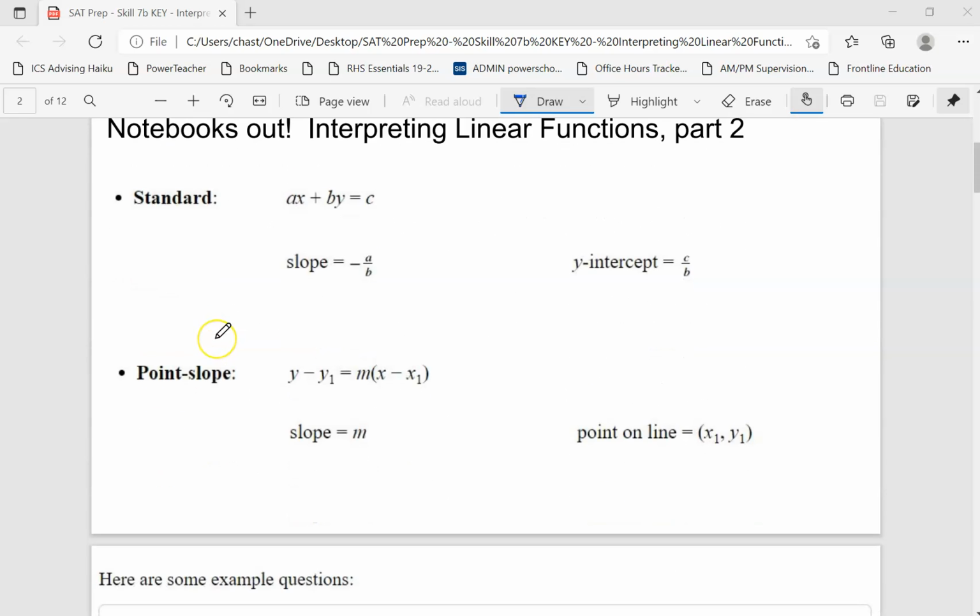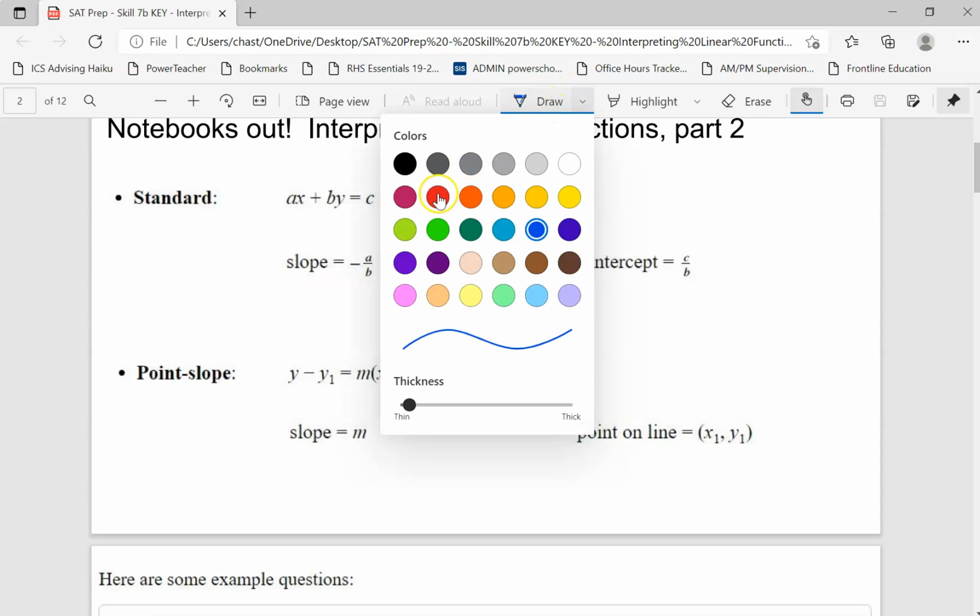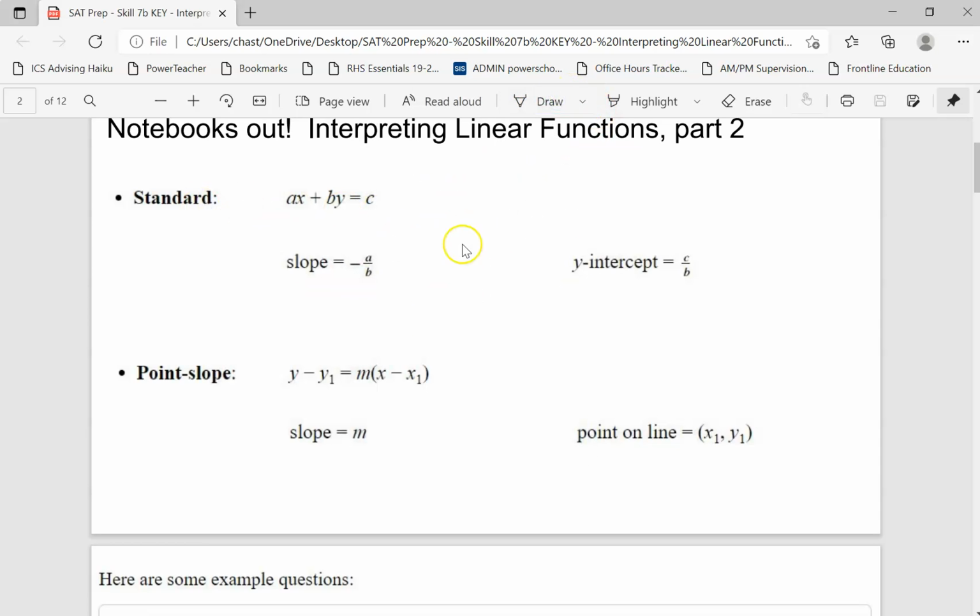So let's start with a couple of new forms of linear functions. They're not new, but new to our study today. So we're going to talk about the standard form. Standard form looks like ax plus by equals c, and they've identified that you can get the slope by taking the opposite of the a value and dividing it by the b value. By the way, that comes just from solving this top equation for y.